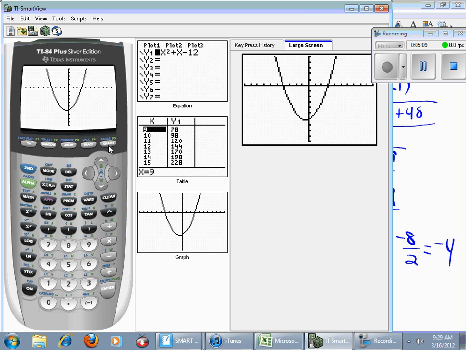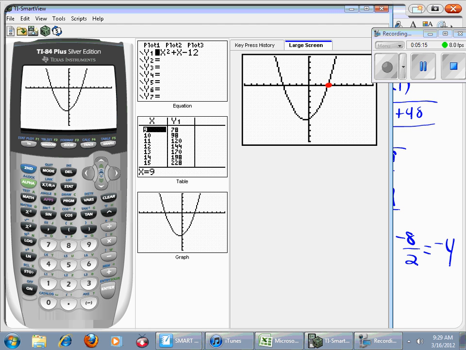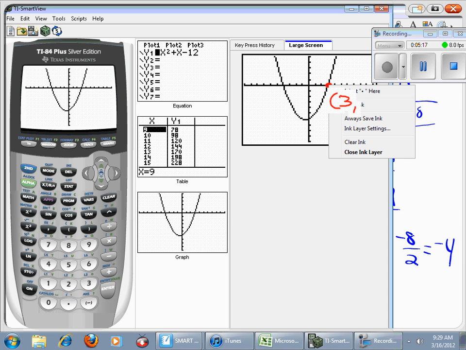There we go. All right. So I bet you money that this is crossing here at the point (3, 0). And over here, it's crossing at the point (-4, 0). How do I know that? Because I did all the work with the quadratic formula or factoring to find those zeros.